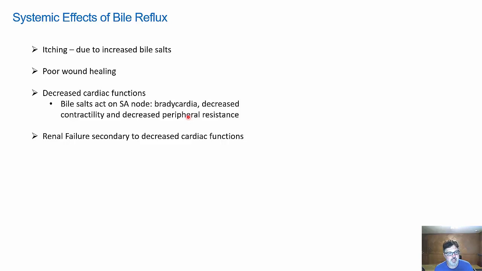And what you'll notice then is that if it's severe enough, as the cardiac functions go down, that could then secondarily cause a renal failure as well. So just to give us an idea of what's going on when these bile acids and these bile salts start to back up into our systemic circulation.